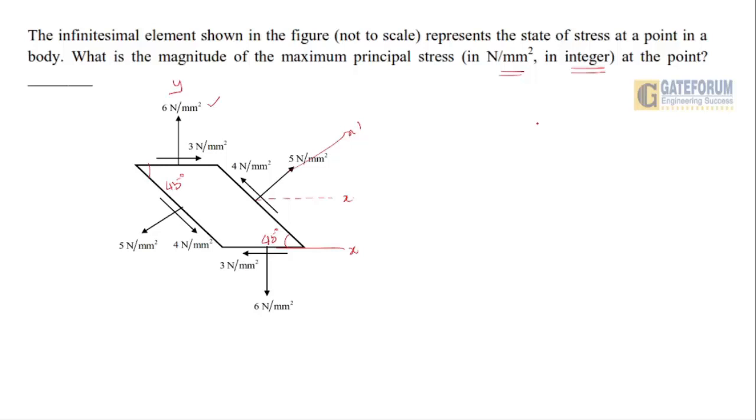So basically, when we talk about this sigma x, sigma y, 45 degrees, right? You'll have tau xy 3 Newton per mm square.